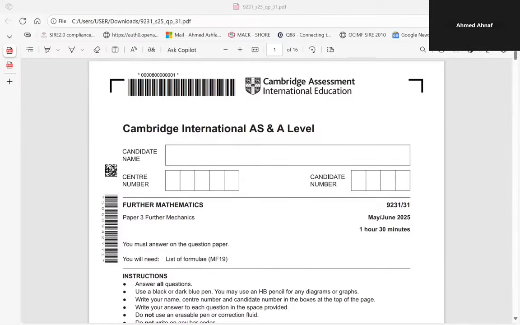Hi everyone, in this video we're going to be doing A-level maths, the 9231 Paper 31 Mechanics Major from 2025. This paper is 1 hour 30 minutes long, so we'll try to finish within the time limit. So without further ado, let's get started.